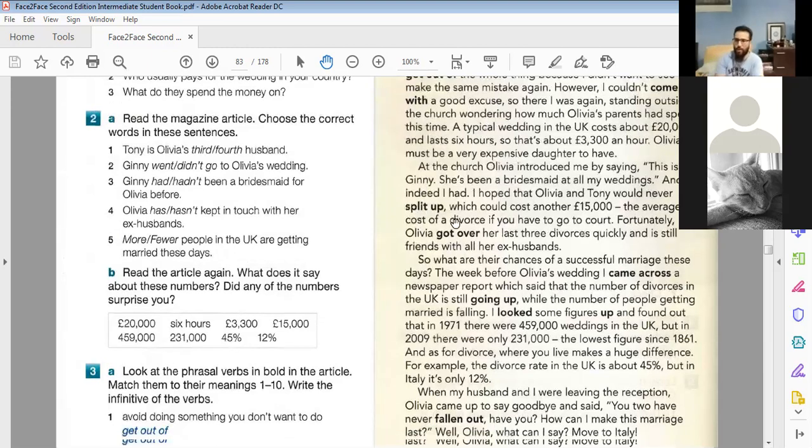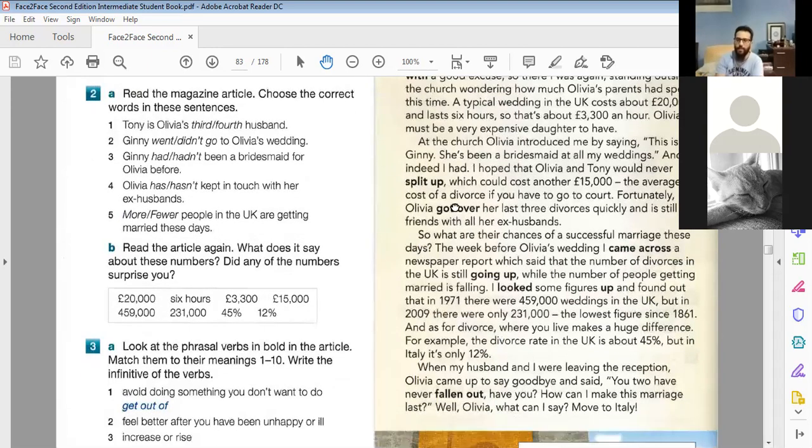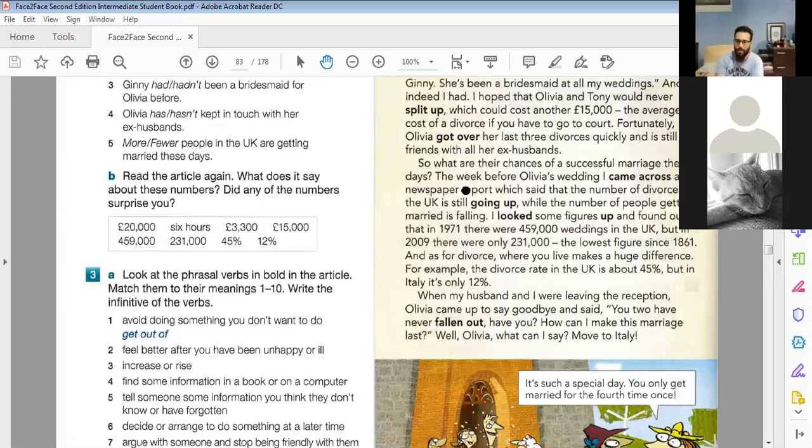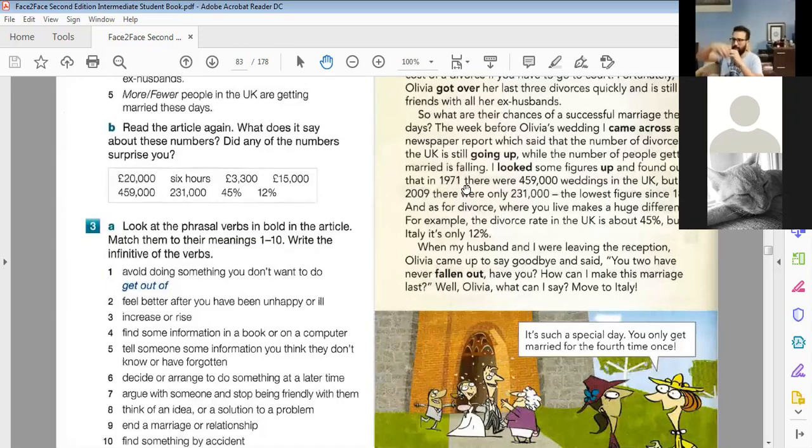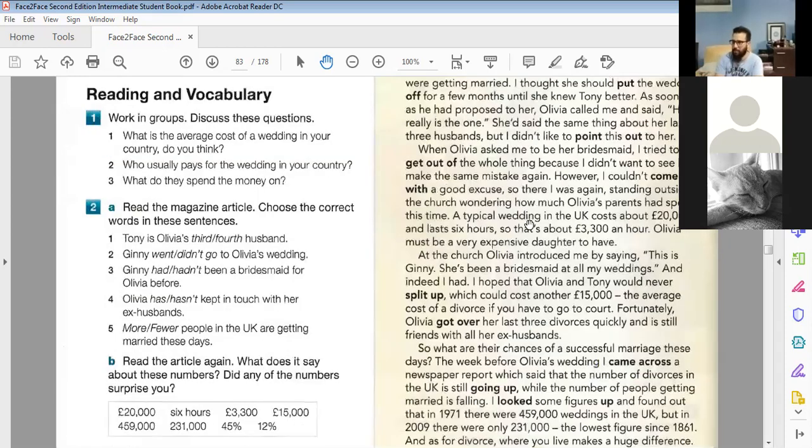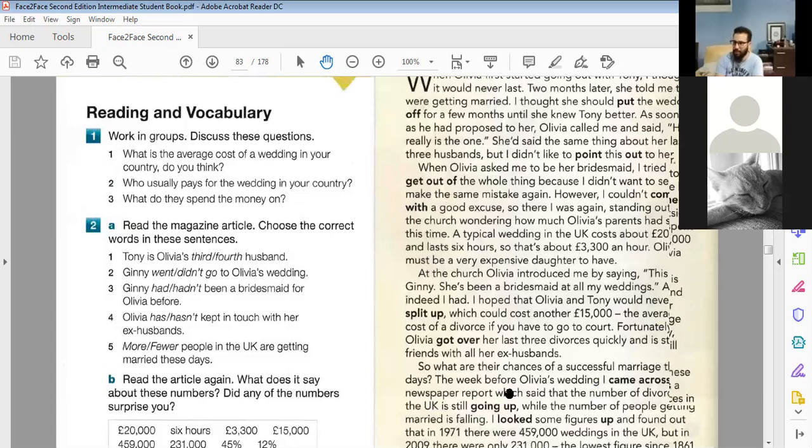Like this one, got over. If you think of it, got over. Do you go over an obstacle? You get over. It's not very literal. You get the idea. Or another one, like put up with. We have, no, we don't have put up with.